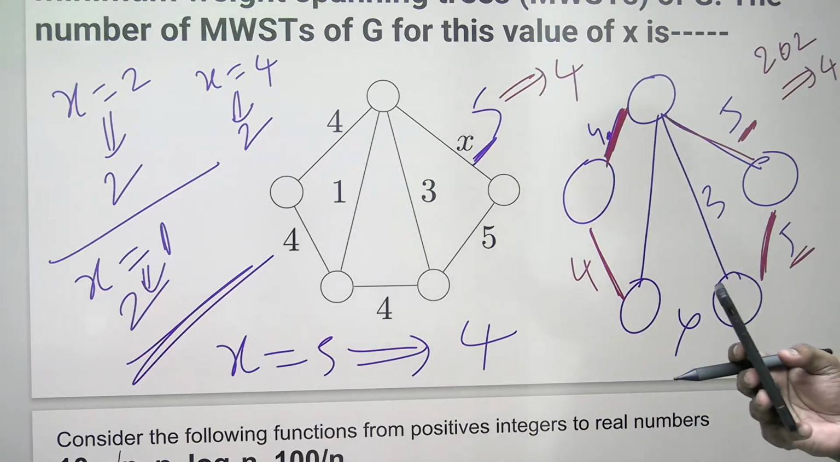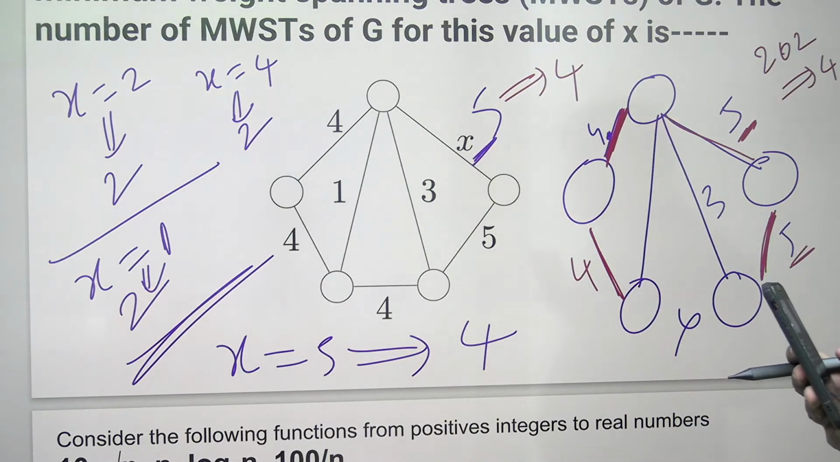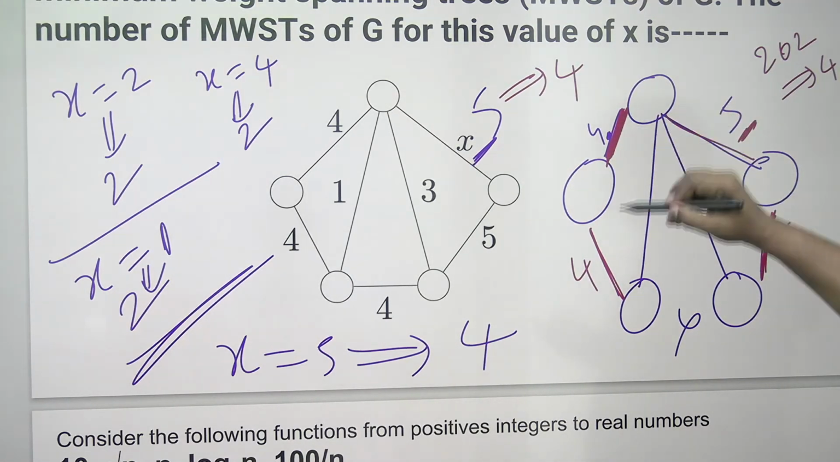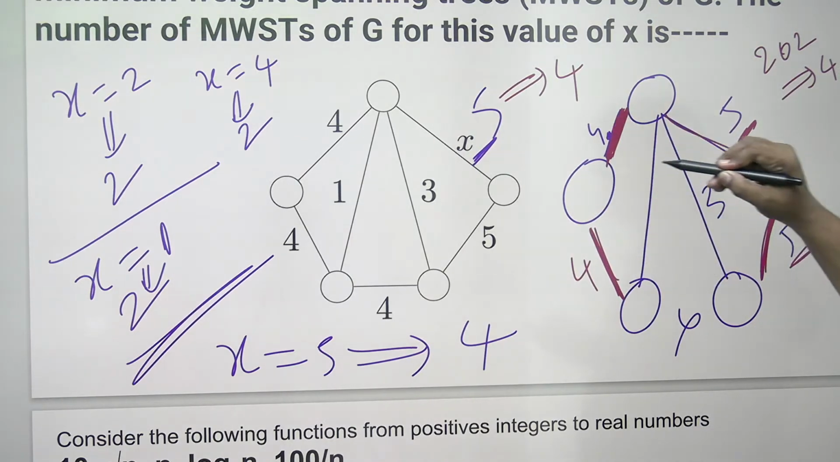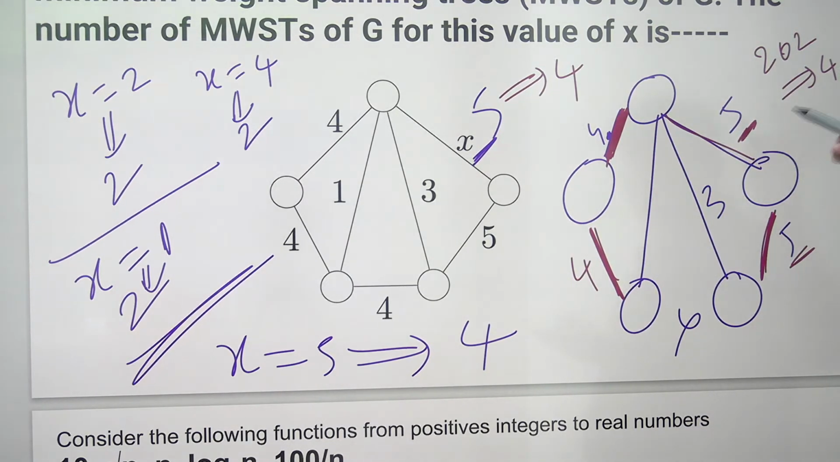X value 2, two choices. X value 1, two choices. See, always the left side has two choices coming. But the right side is one choice for x is equal to 2, one choice for x is equal to 1, one choice for x is equal to 4, and two choices for x is equal to 5.